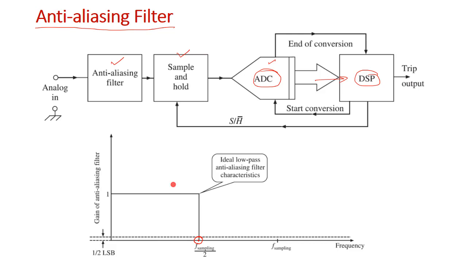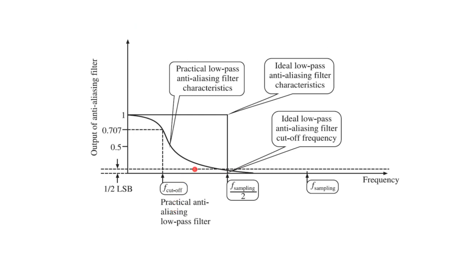And if it is a practical low pass anti-aliasing filter, then your curve will look like this somehow, right? It will have some rolling off period. So if there is some rolling off period, how do we choose the cutoff frequency? In the case of the ideal low pass anti-aliasing filter, we can choose f sampling by 2 directly as the cutoff frequency. But in case of a practical filter, how do we choose? This is the characteristic of the ideal filter, and this is the characteristic of the practical low pass anti-aliasing filter.